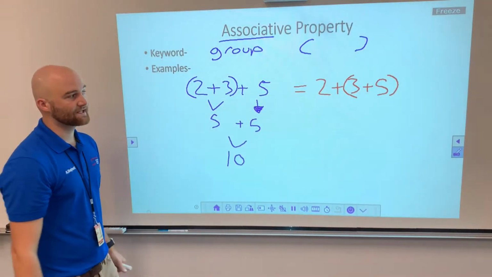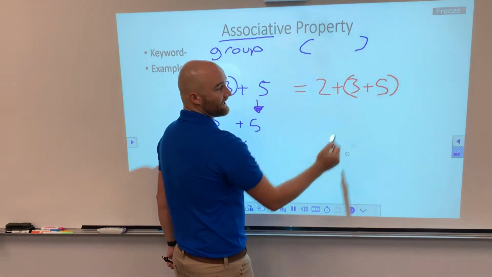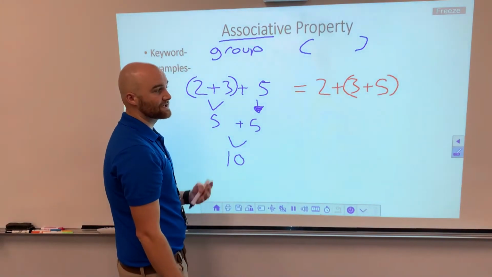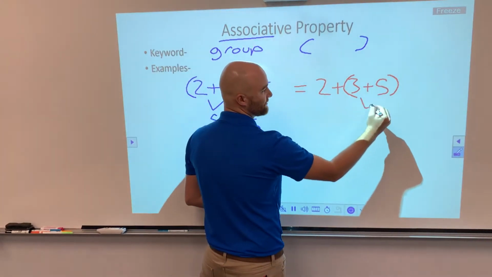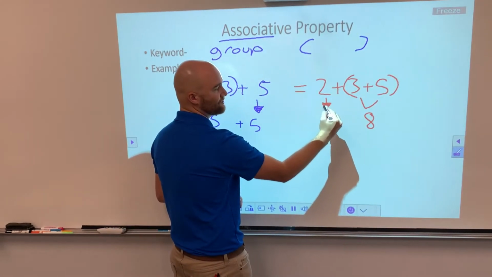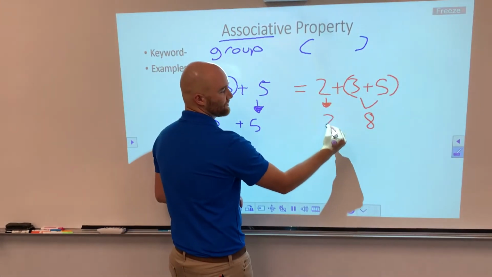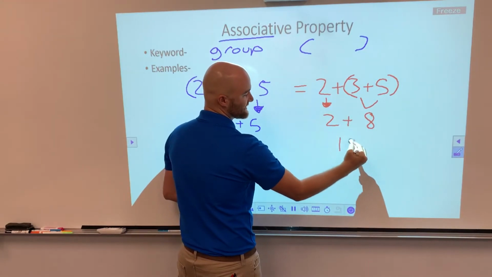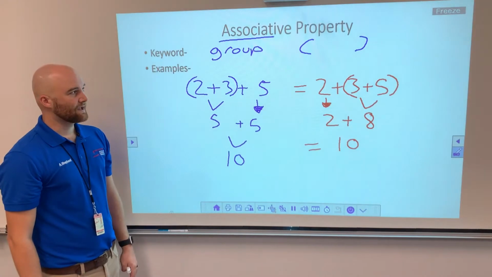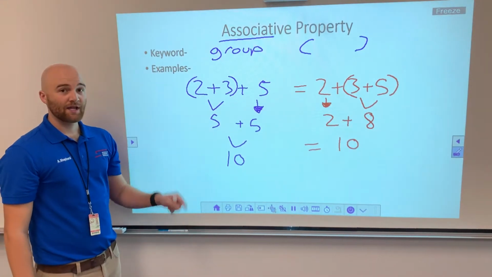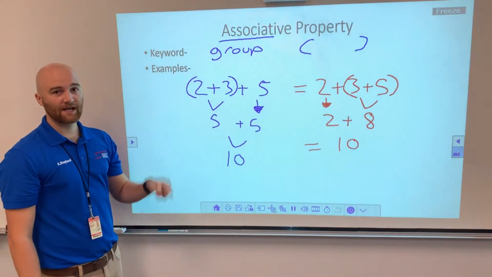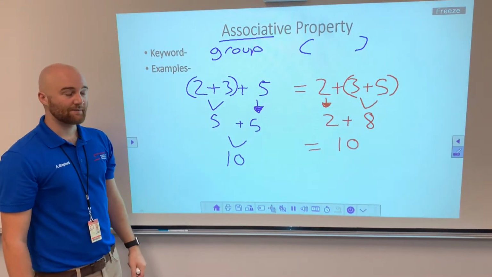Let's try the red side. 3 plus 5. In this case, because those guys are in the parentheses, they're friends, so they have to go together first. 3 plus 5 gives us 8. Then I have to bring down this 2, which I didn't touch. So 2 plus the 8 gives us 10. And because both sides are the same, that means that addition has the associative property. I can change how they're grouped together, and I should still get the same answer.